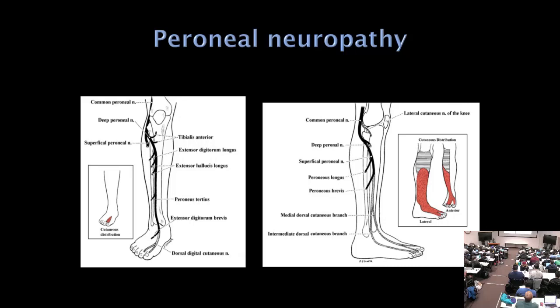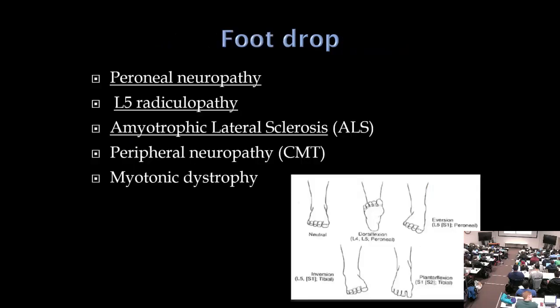Now, if you have a lesion more proximally up here at the common peroneal nerve, a little further up, now you're also going to involve the nerve fibers out here, the superficial peroneal, and so that supplies eversion of the foot. So you'll have some weakness with that as well. And then the sensory loss is going to be broader here in the lateral shin area.